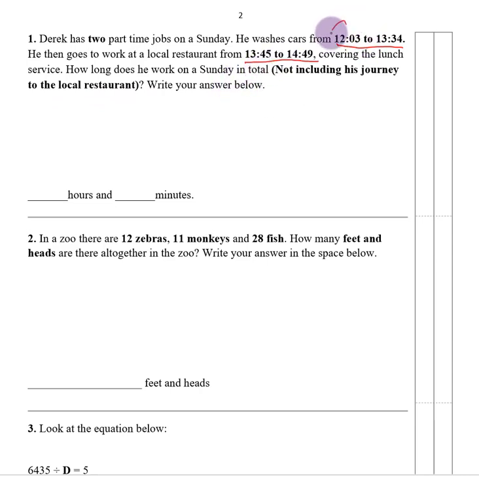So we've got two times we need to find. We need to find out the time he spends washing cars and also the time he spends in the restaurant. So we'll do the washing cars first. We'll do 12:03 and we'll do our timeline, and we're going to 13:34. So what do we add on to get to the next hour, to 1300 hours? We would add 57 minutes, and then to get to 13:34 we'd add 34 minutes. So this is the length of time in minutes that he works for washing cars.